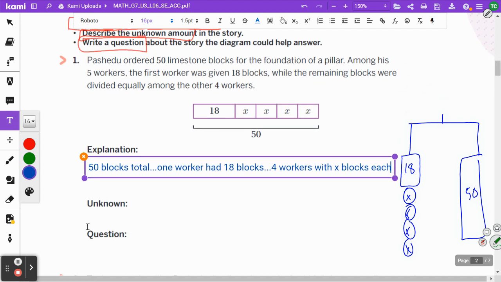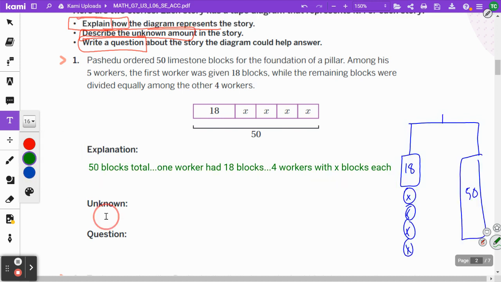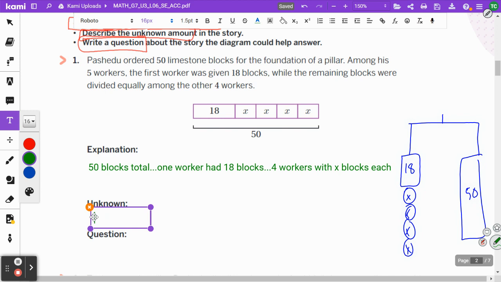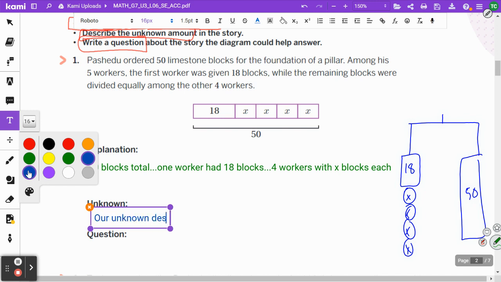Let's go ahead and slide down. What is the unknown? The unknown would be, well, let's write in complete sentences, Mr. Cowan. Our unknown describes the number of blocks the 4 workers have, each of the 4 workers have.